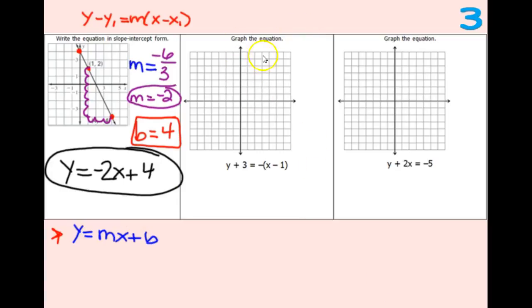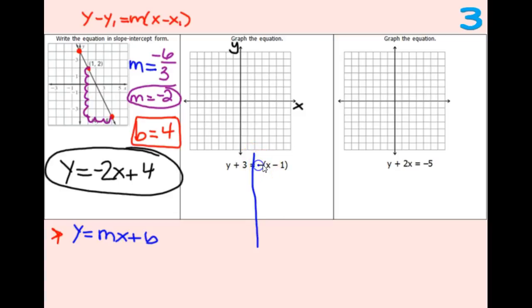Now it says graph the equation. Here's x, and here's y. Oops, it's not the right one I wanted there. It's a really thick pen. Here's y, and there's x. There we go. But we can't graph this like it is. We need to solve for y.